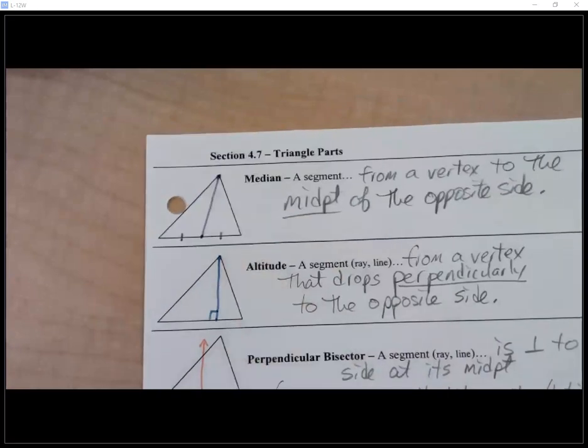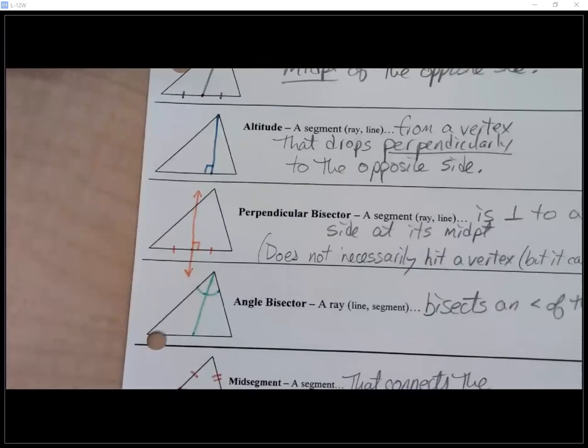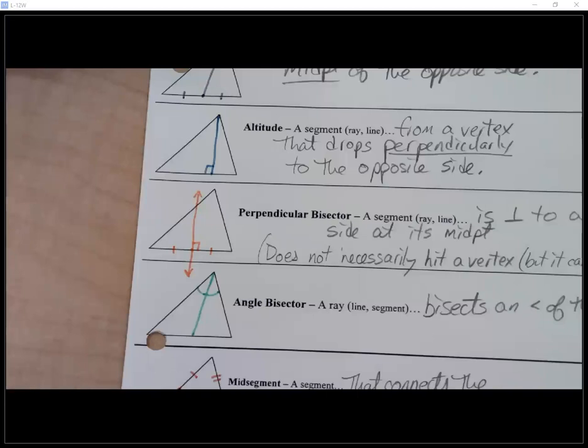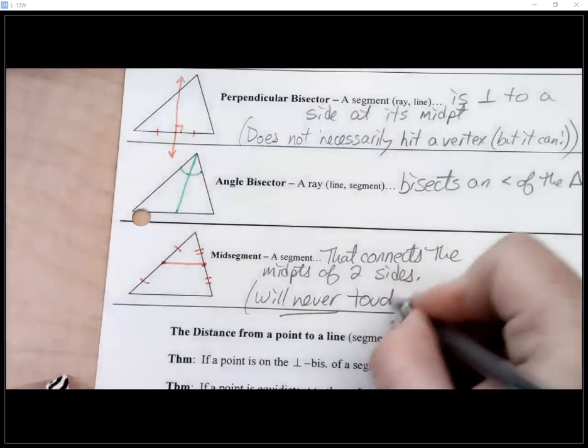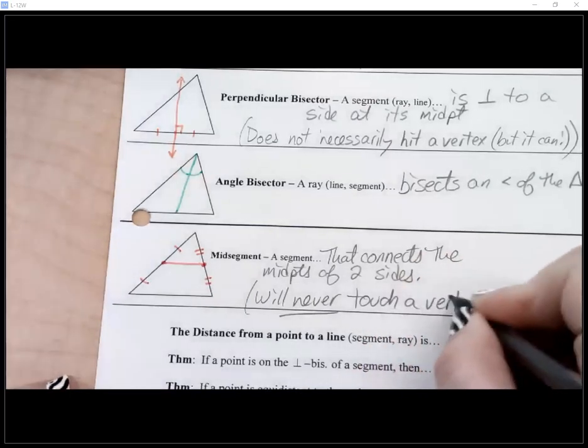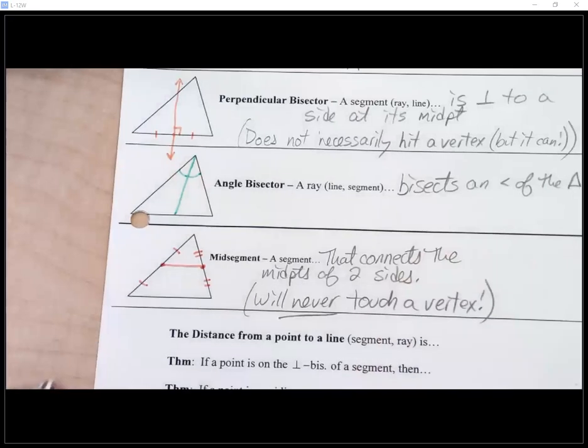Oh, let me ask you this question. Will the midsegment ever touch a vertex? It doesn't in my picture, but is there a scenario where it could touch a vertex? No, this one never will. So if you want to add, will never. Oh, I'm sorry, thank you. Will never touch a vertex. Okay, so that's those.